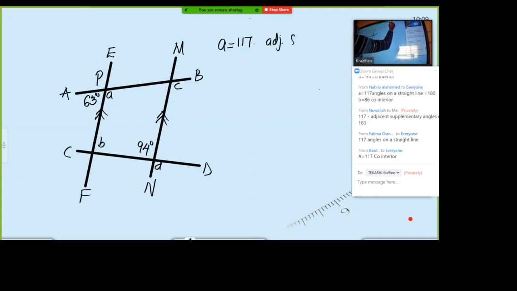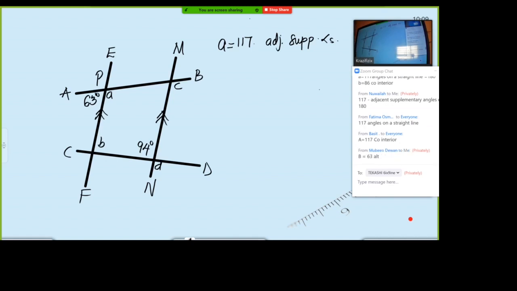Let's use adjacent supplementary angles. Let's use that reason. Good. What about B? Basit, A cannot be co-interior. Let's quickly correct that. A cannot be co-interior. It's a straight line. We're using that straight line there.